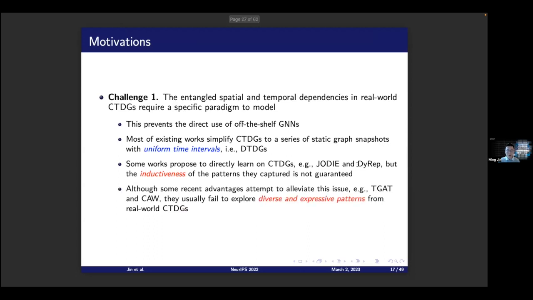Okay, so although there were some recent advances that attempt to alleviate the aforementioned issues, the inductiveness as well as the simplified formulations, like I mentioned, the TGAT and CAWs, they don't have the aforementioned two issues, but they have other problems. For example, they usually fail to explore diverse and expressive patterns during the learning process because they only focus on the temporal biased characteristics when sampling the patterns from the dynamic graph. But actually, in the real world, there are other aspects to be considered to extract diverse yet expressive patterns. And I will talk about this later in the presentation.